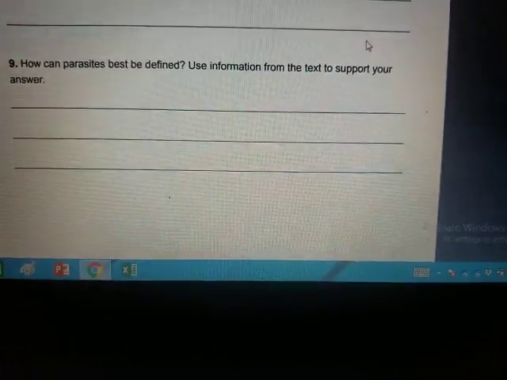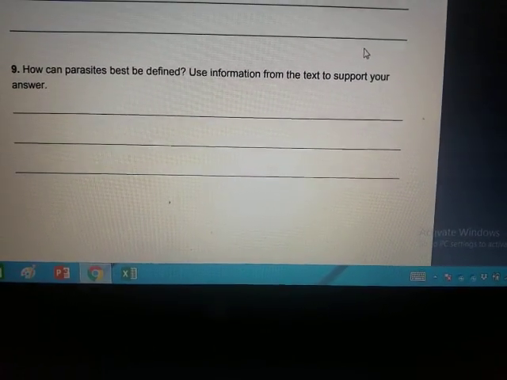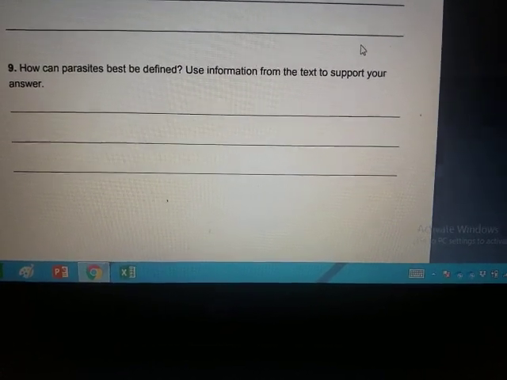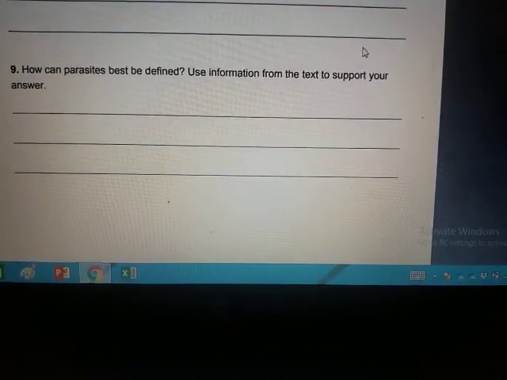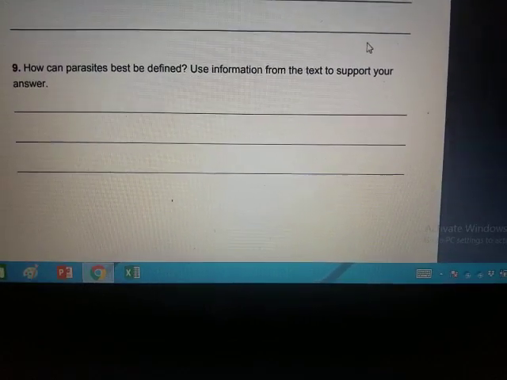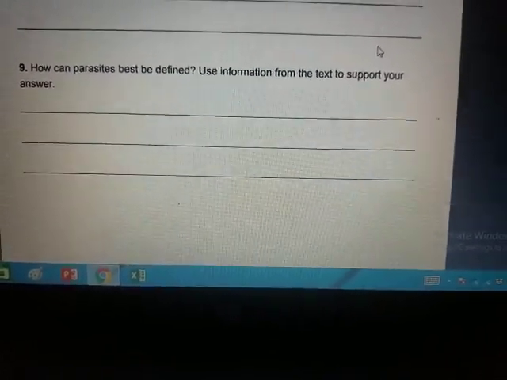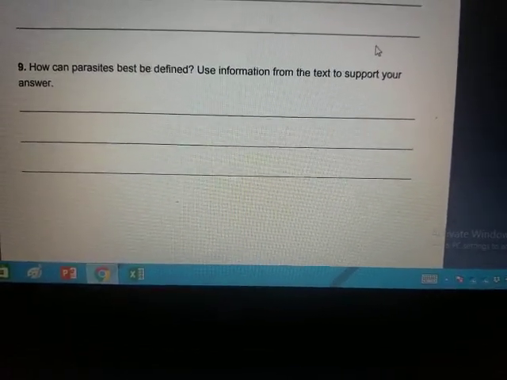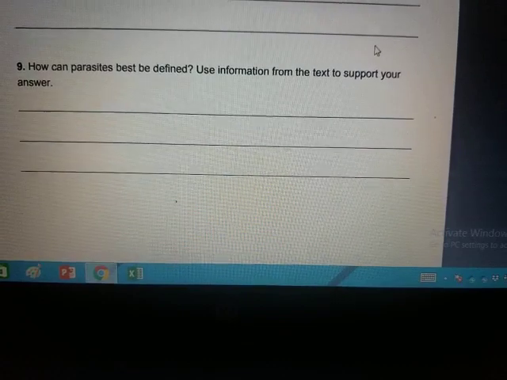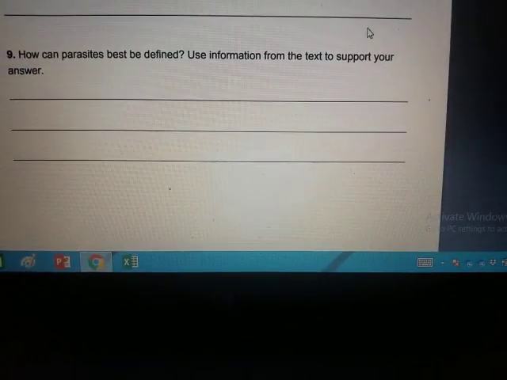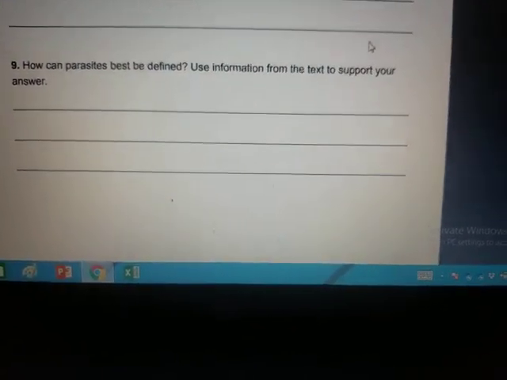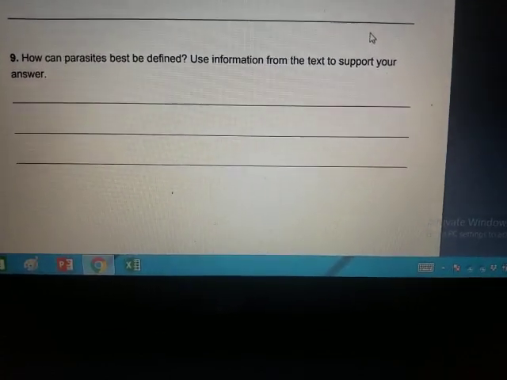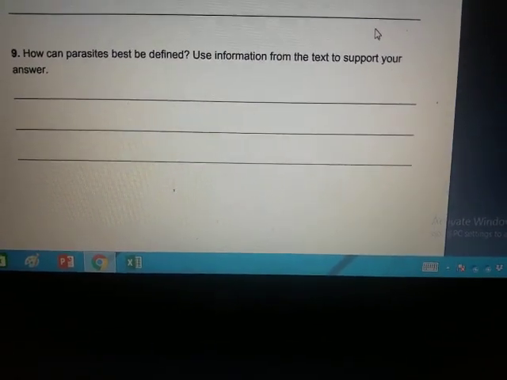How can parasites be best defined? So tell me, define means the definition. What does parasites mean? If you don't know what parasites mean, you can Google it, or you can look back in the text and use the context clues. What are parasites? So you would say, parasites are blah, blah, blah. And then you could support your answer by saying, I know this because in the first paragraph it says that parasites are blah, blah, blah. So you're just telling me what a parasite is. Defined means the definition. Tell me what the definition of parasites is.